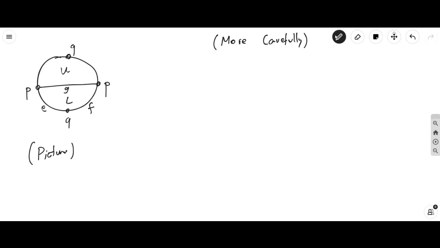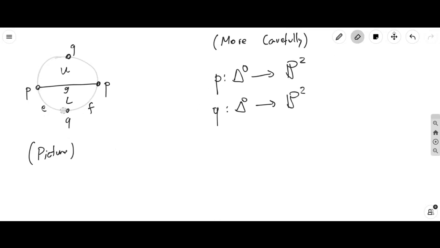P is supposed to be a mapping. So P is a mapping from the 0 simplex into the projective plane. The 0 simplex is just a point, right? But we're using mappings, so you're just mapping that. So we're calling it P in the picture, but this is a mapping, right? You're just assigning a single point to that one. Q is a mapping into P2. So you have 2 vertices. And then you have E.